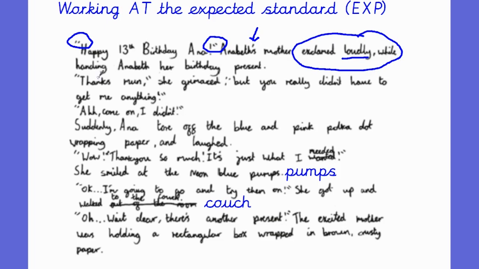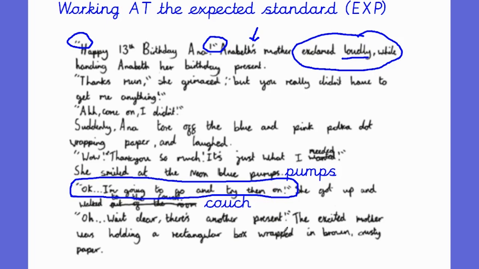And then further down, we've got speech that conveys action. "Thanks, Mum," she grimaced, "but you really didn't have to." "Come on, I did." Further down, we've got, "I'm going to go and try them on." So we've got speech to move the story on, which is further down here. So we've got dialogue used for both conveying character and for moving the story and action forward.